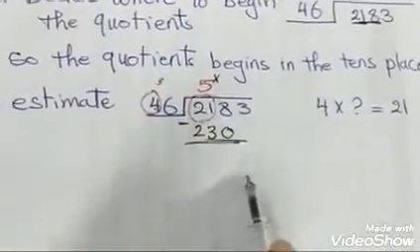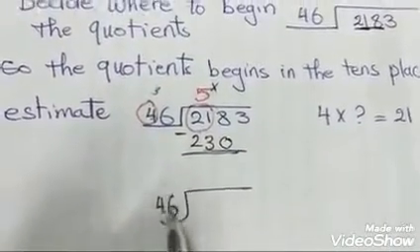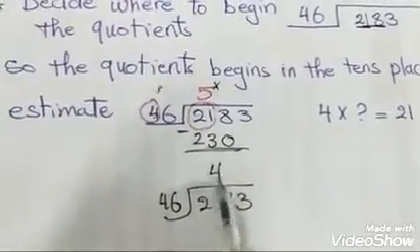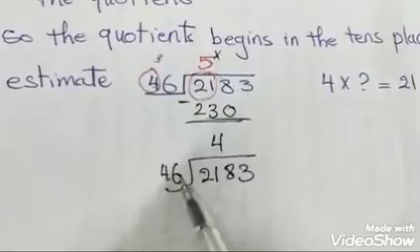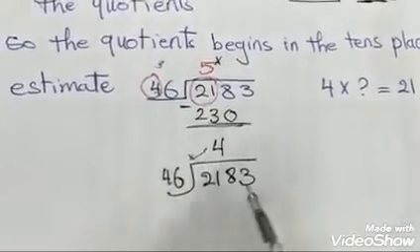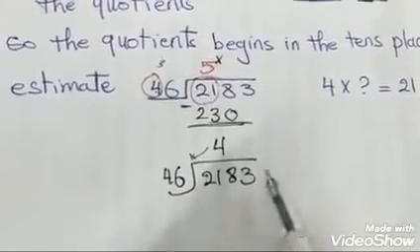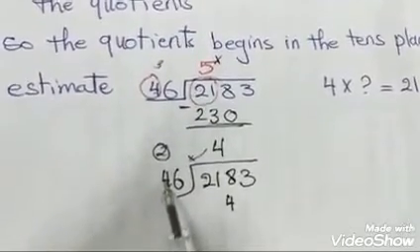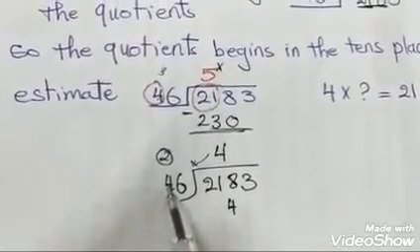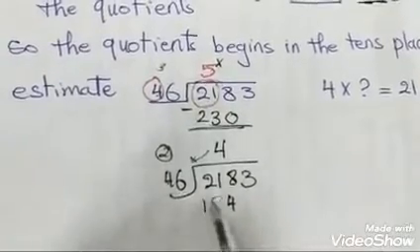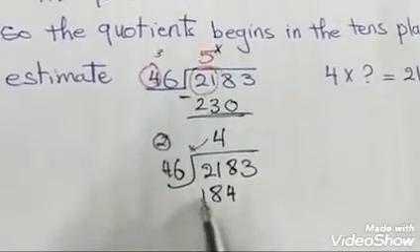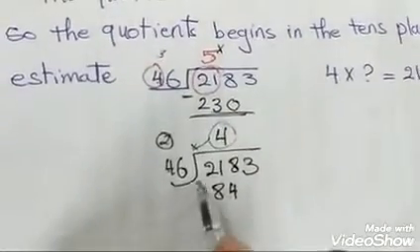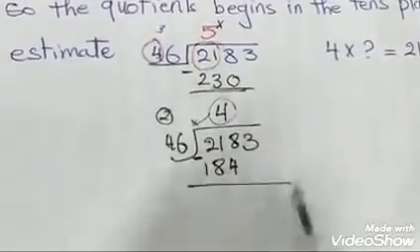I will try the 4. 46, 2183. I will try the 4. 4 times 6. I will multiply. 4 times 6 equal 24. I will have the 4, get the 2 up. 4 times 4 equals 16. 16 plus 2 equal 18. So this is 184. It's less than 218. So 4 is a suitable result. Now I will have to subtract.